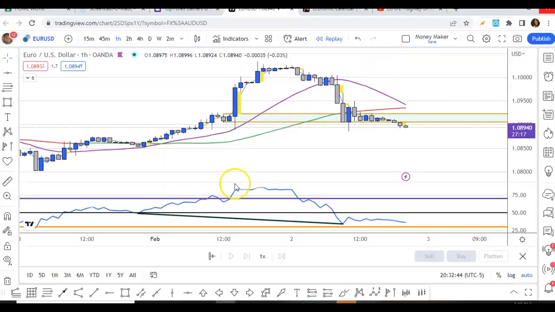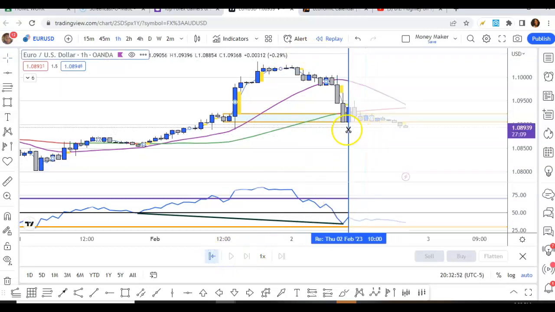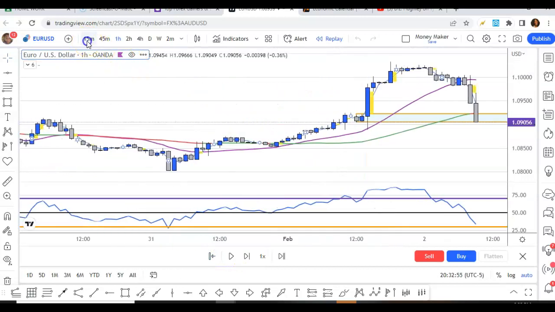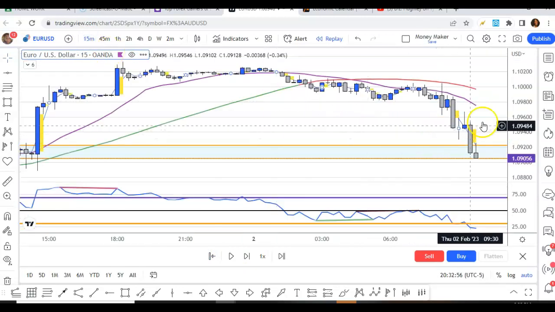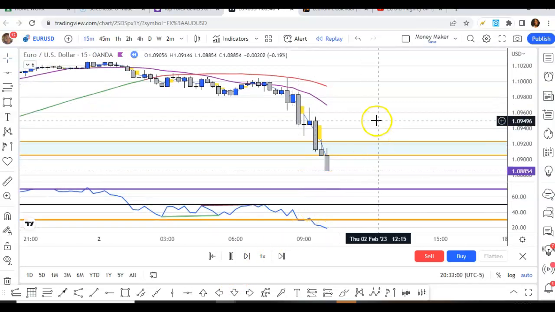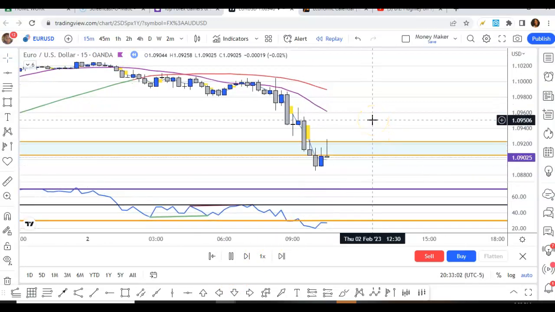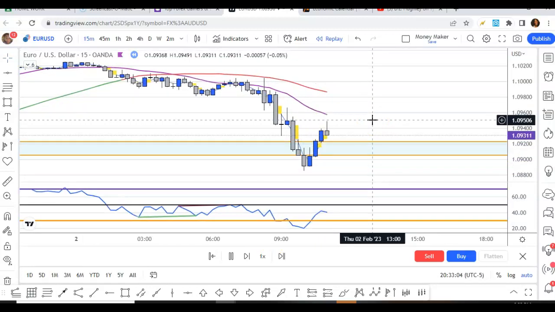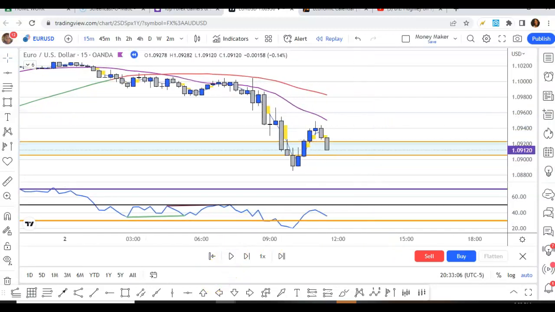Okay, what you want to do is, I'm going to go ahead and put this in replay mode so you can see exactly what we're going to be looking for. You're going to go to the 15-minute time frame once you identify your zone, and you're going to literally patiently wait. You're waiting for the 3 and the 20 moving average to cross over the 50. Those are the rules.